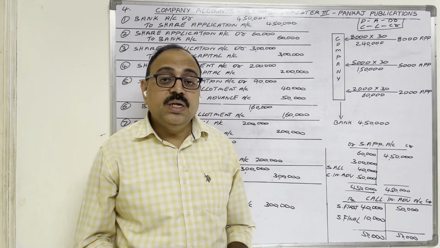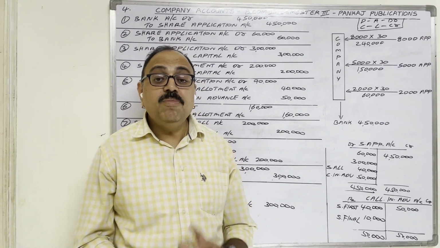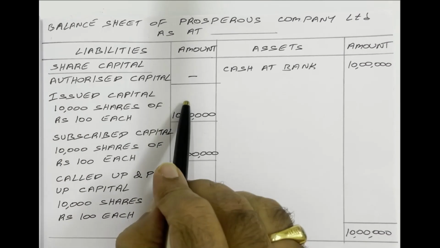Take a screenshot of the journal. Next page. Journal is completed. Next, see the balance sheet. See, this is the balance sheet.